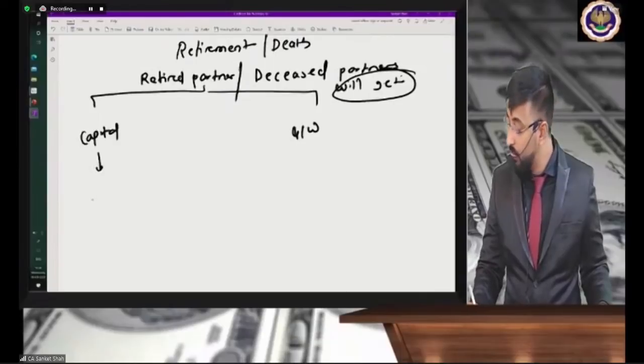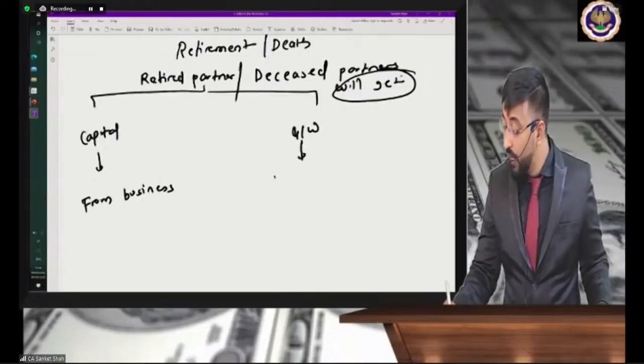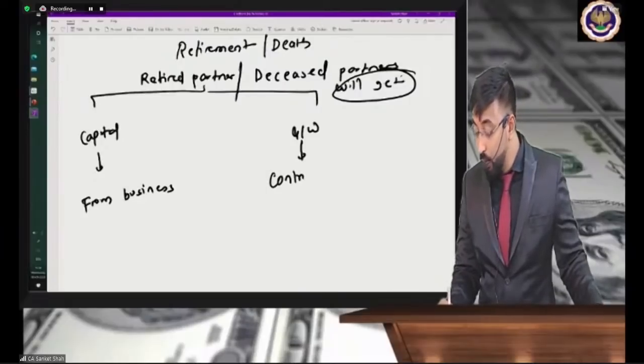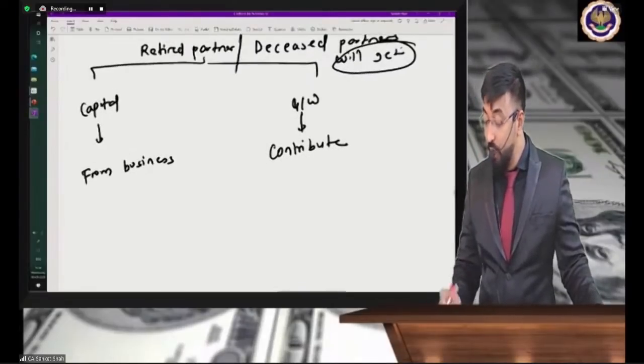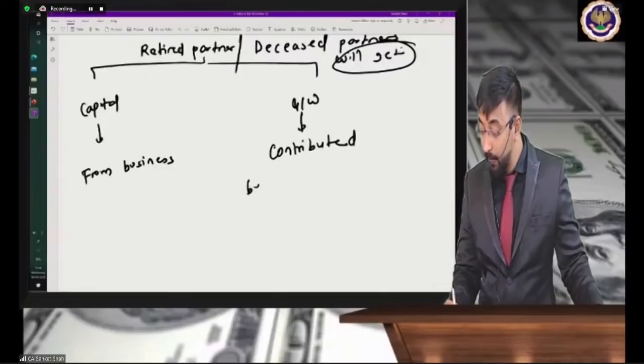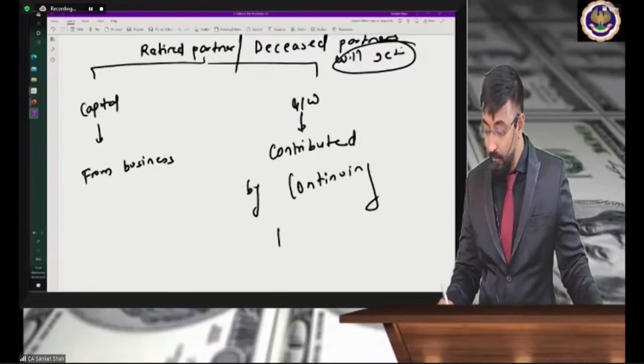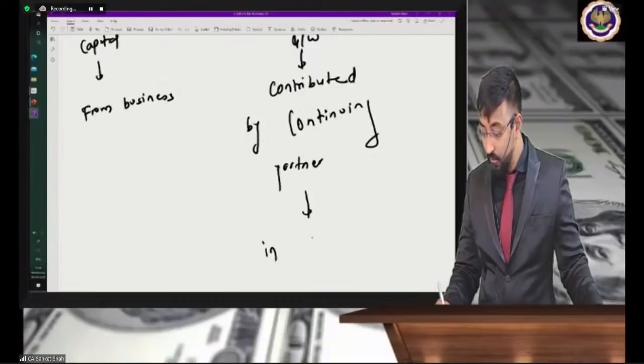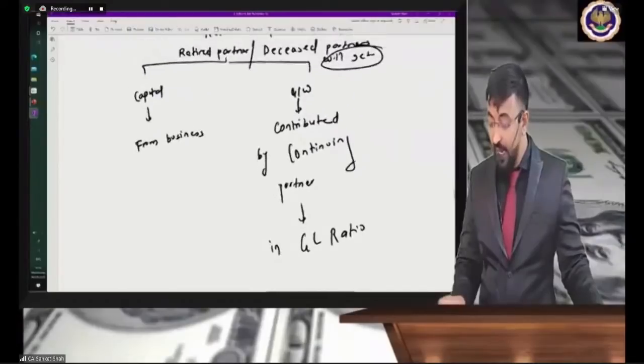Capital amount comes from the business. And the goodwill amount, who will contribute? Here it is not shared, it is contributed by the continuing partners or remaining partners. Continuing partners in which ratio? Gaining ratio, or losing ratio? Receiving, giving, कौन सा रहता है ये? GL मतलब gaining losing.